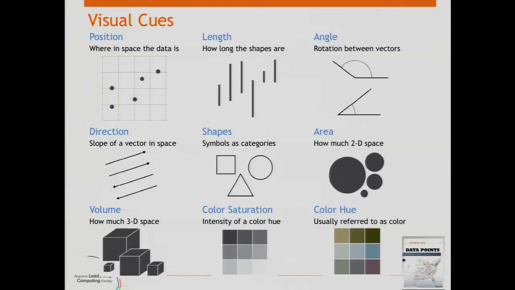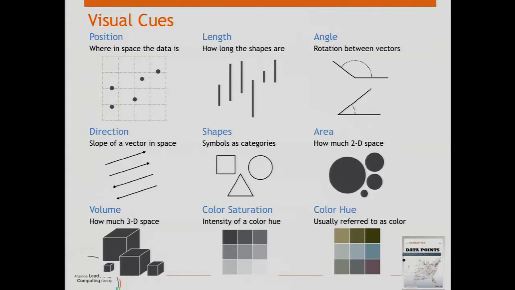So position, where things are in space relative to each other. Length, so how long your shapes are relative to one another. Angle of rotation between vectors is another example. The slope of a vector, so basically the direction that something is pointing. Using symbols as categories, so distinguishing shapes from one another. Area, how much 2D space something takes up, or volume, how much 3D space.